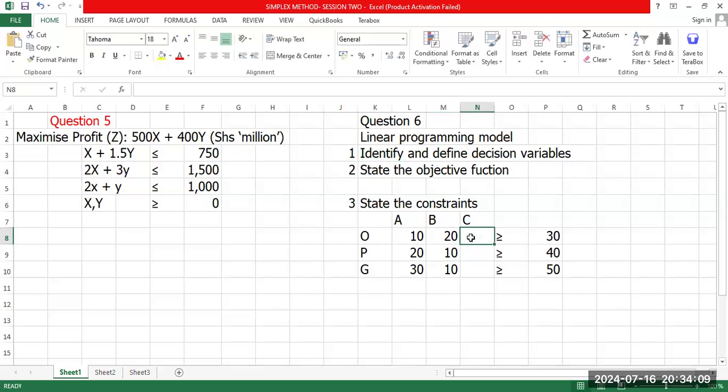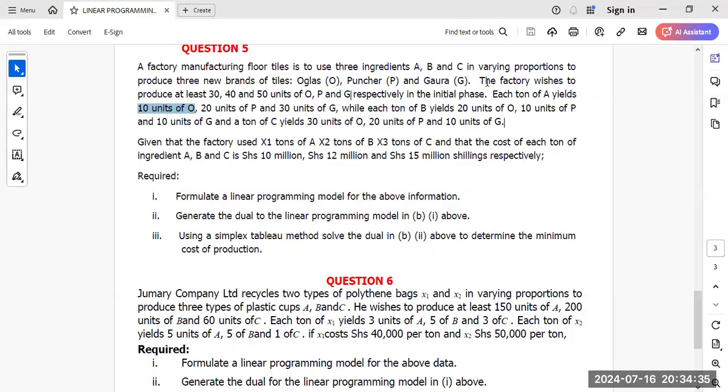Then we go to C. See, they are telling us what? 30, 20, then the last one is 10. Perfect. Here you have interpreted from here up to here.